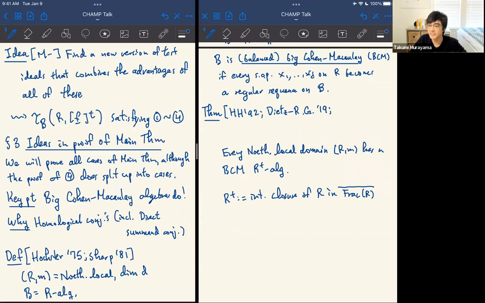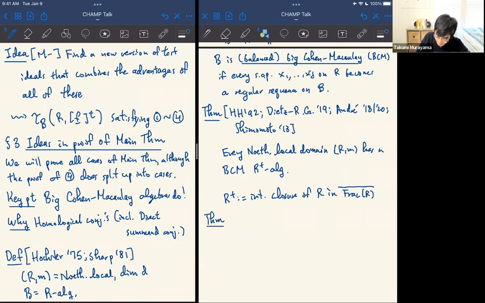So this is due to Hochster and Huneke in 92, Dietz and RG in 2019, Andre in 18 and 20, and Shimamoto in 18. All right, so Hochster and Huneke proved the equal characteristic case, equal characteristic p. At least explicitly, if you want this R plus statement in equal characteristic 0, you should look at this paper of Dietz and RG. But then Andre and Shimamoto did the mixed characteristic case.